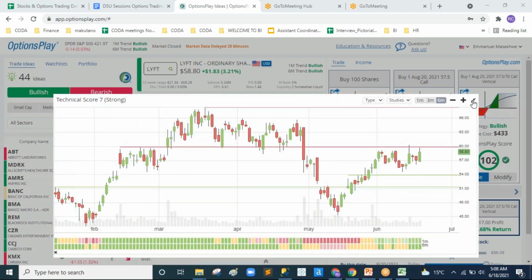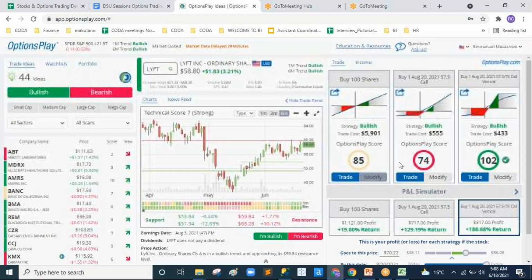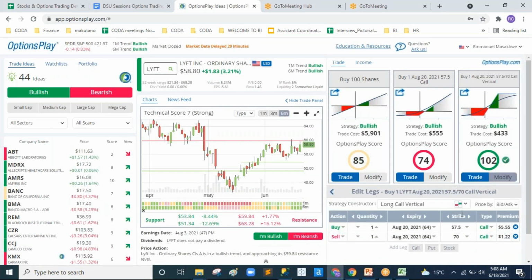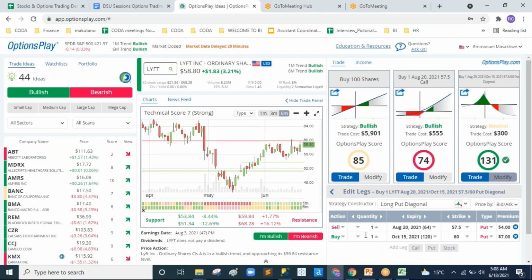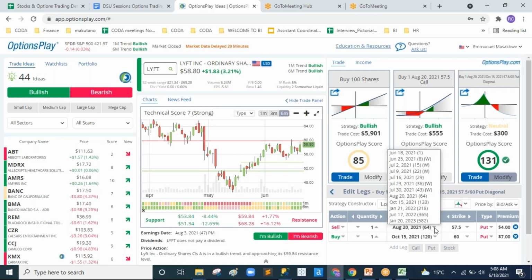So let's see what prices we can consider in this case. I'm going to modify this, and we are looking at a bearish view, a long put diagonal. Okay, the buy is at 120, not badly off, and then the sell at 64. Can you really have this one 30 to 60 days? Can you have it at 64? Or you can adjust it to maybe 23rd.